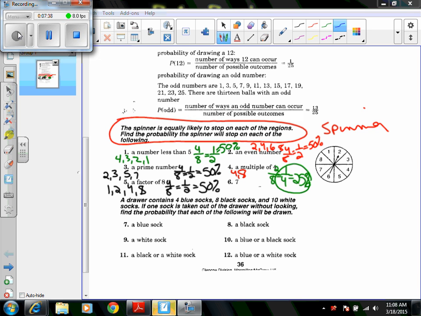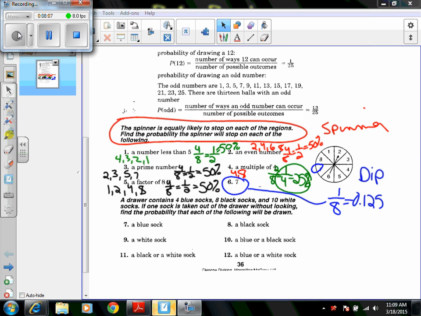All right, last one in this section, probability of getting a 7, and I'm going to do it over here. Well, there's only one 7 on the spinner, so your probability is 1 out of 8. That cannot be reduced. Okay, and I know that 1/8 is equal to 0.125 as a decimal. And to change a decimal into a percent, I'm going to move the decimal 2 places, 1, 2. So that is equal to 12.5%. Okay.